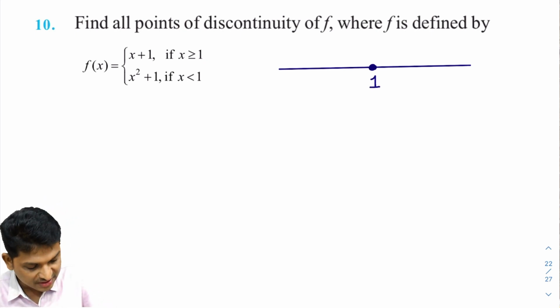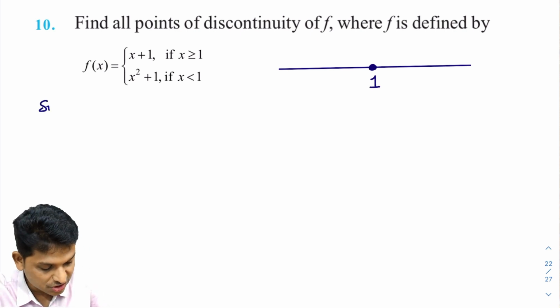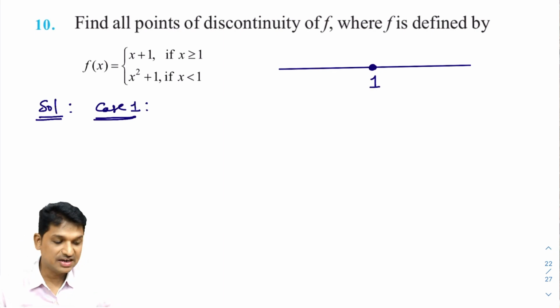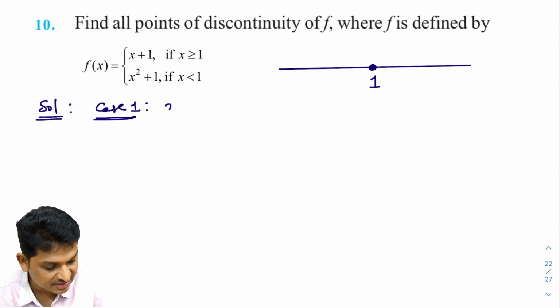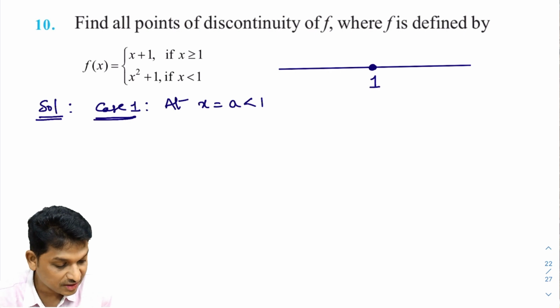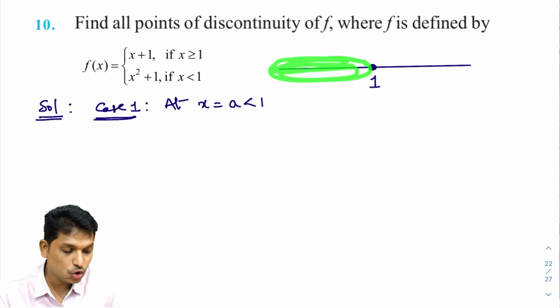Okay. First, we'll start the solution. Solution for this problem. Case 1. What is case 1? The given function is clear for us. I'm checking the continuity at x equal to a, where a value is less than 1. Here, what is a value? I am checking the continuity in this zone. A value may be any number in this zone.